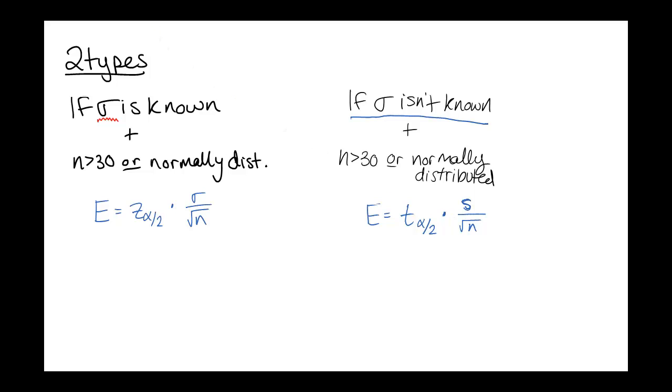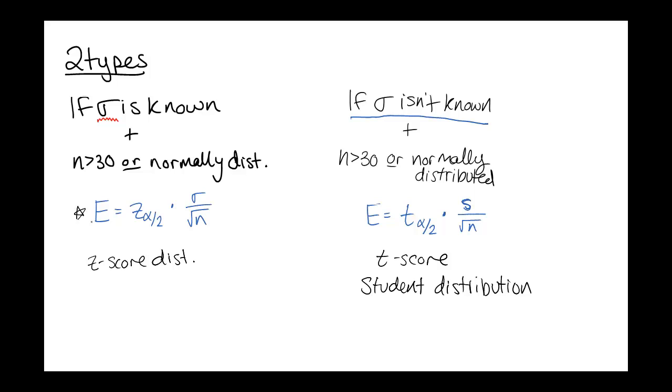So over on this left-hand side, we're using a z-score distribution, which is also just our normal distribution. But on this side, we're using a t-score, and this is called the student distribution. This sounds like kind of an odd name. Student was actually a pseudonym for the person that discovered or invented this distribution. So he published it under the name student. So depending upon what type we have, we'll use either this first formula or this second formula. And I'll look at how to find the t-score in just a minute.